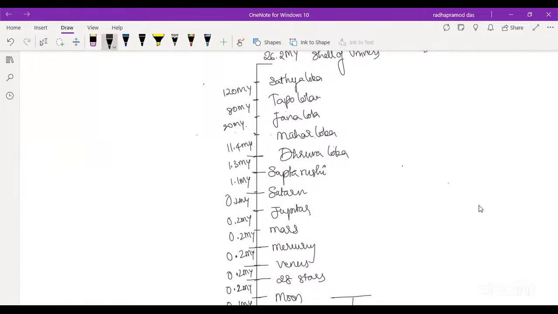Then there is Maharloka, which is above Dhruvaloka, at 11.4 million yojanas. Above that, 20 million yojanas is Janaloka, 80 million yojanas is Tapoloka, 120 million yojanas is Satyaloka, and then there is the covering of the universe. It starts at a distance of 26.2 million yojanas above Satyaloka. This is the position of different lokas above the earth.